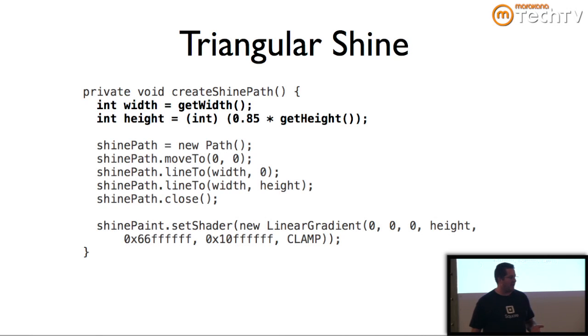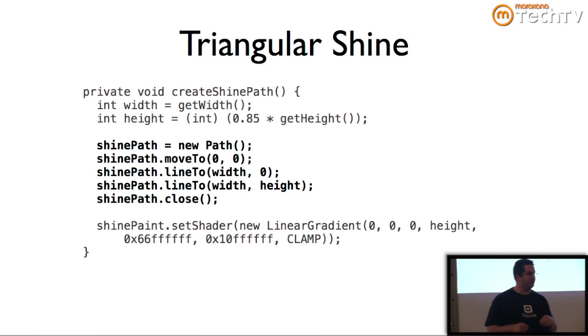So once I have that height and width, I create a path object. I don't know if you've worked with a path before, but you basically move to a starting point. So 0, 0 is in the upper left-hand corner. And then you have a series of line twos. So I draw a line from the upper left corner to the upper right, and then down, and then close the path, and it makes a triangle. Okay?